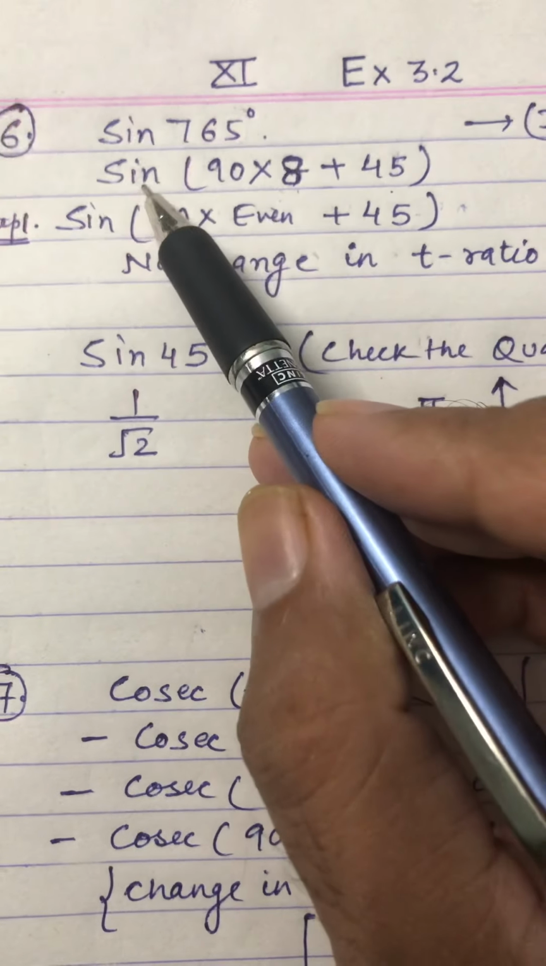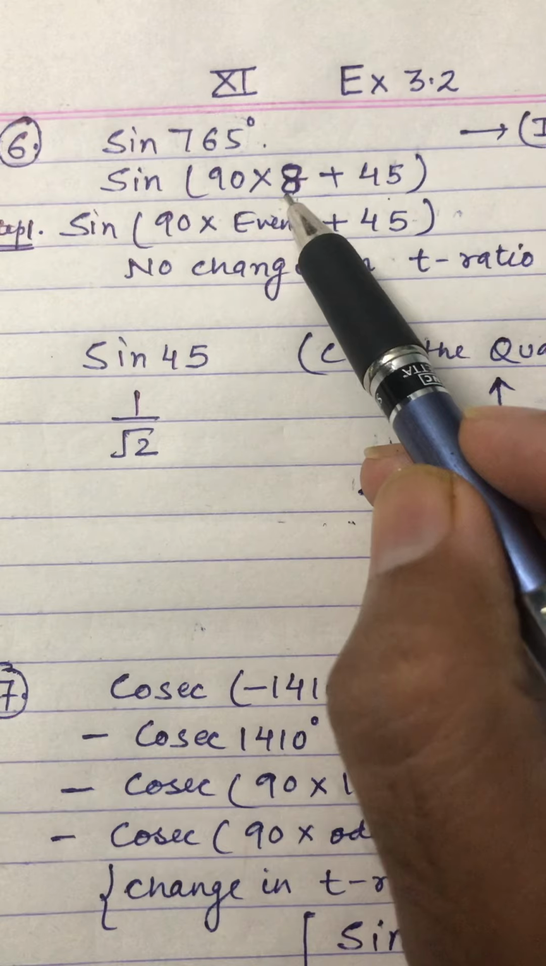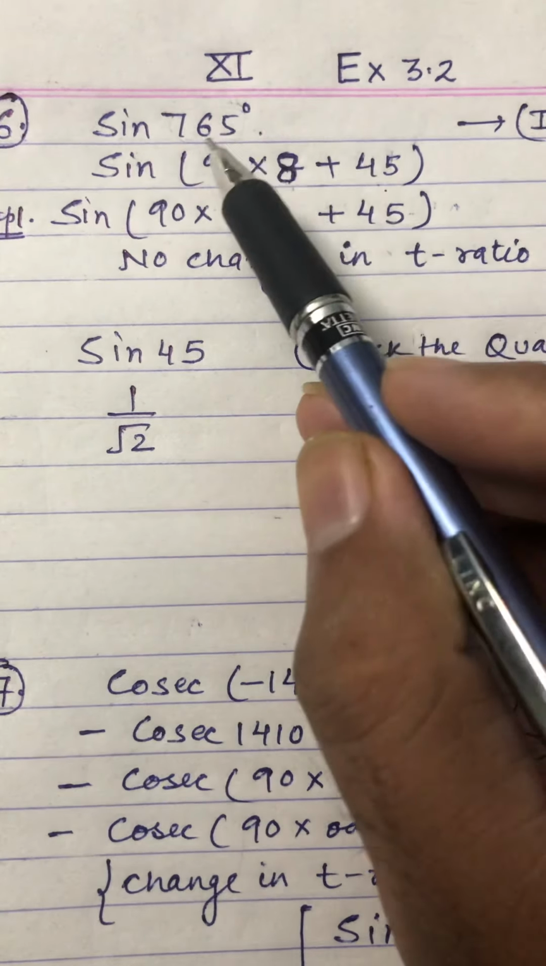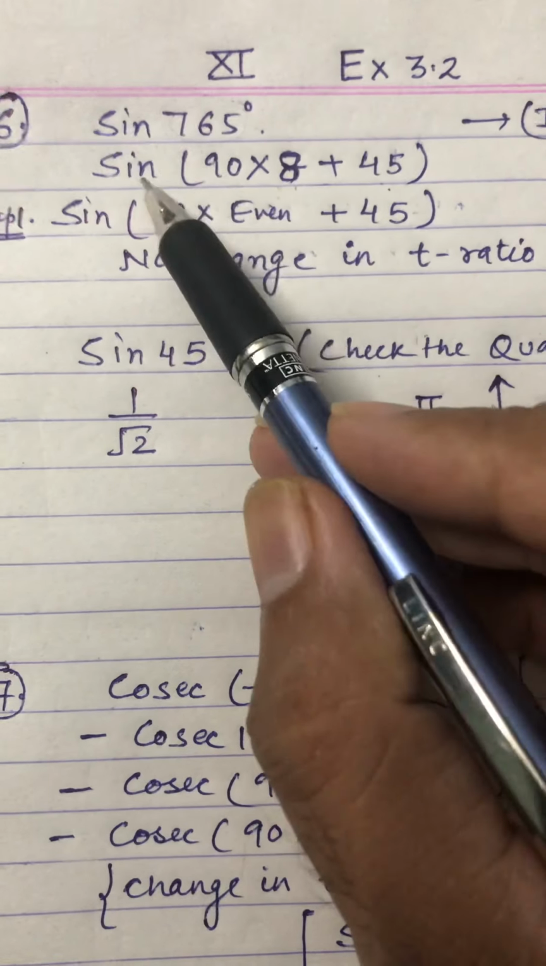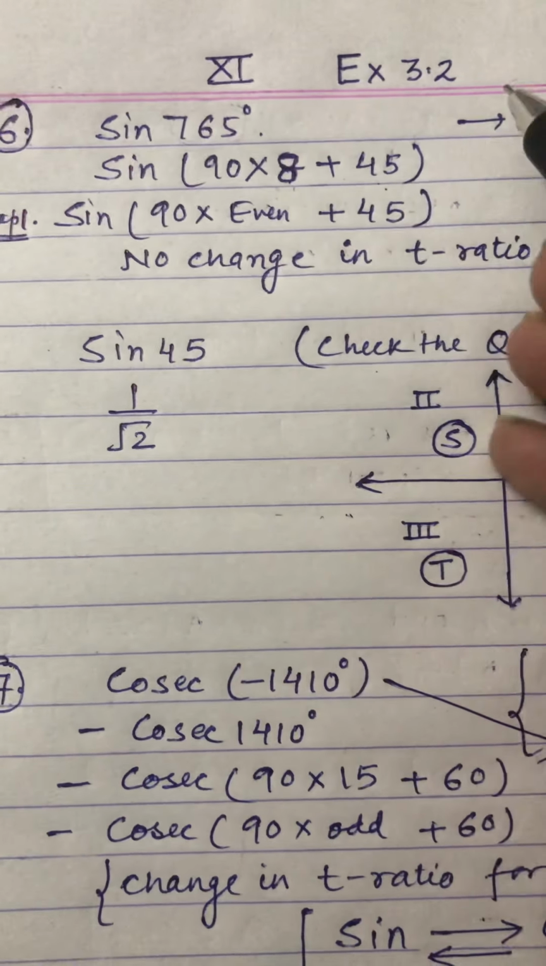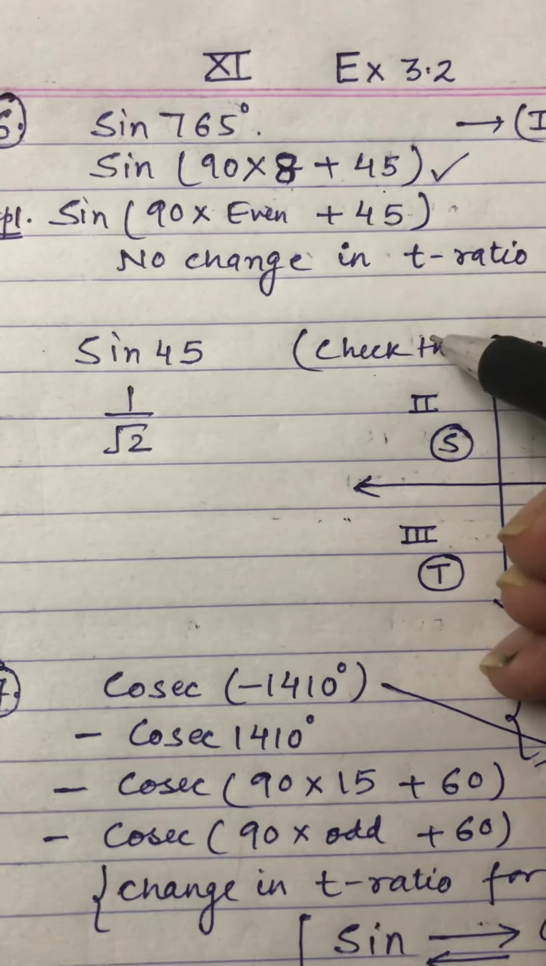So, can we write it like this? Sine of 90 into 8, that is 720, plus 45, that will be 765. So sine 765, I have written as sine of 90 into 8 plus 45. This is the first step.